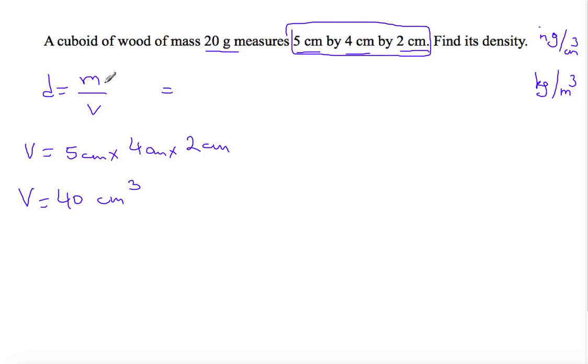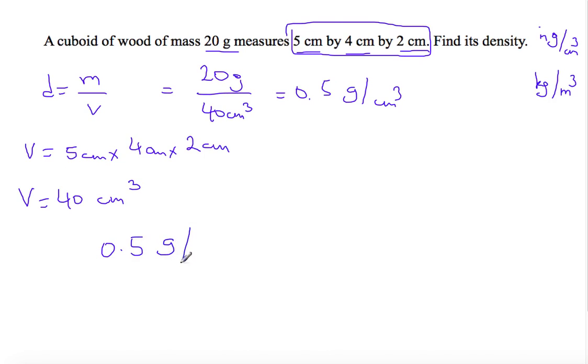Now we can calculate the density. It is 20 gram out of 40 centimeter cube. It is 0.5 gram out of centimeter cube. Let us convert it to kilogram per meter cube.